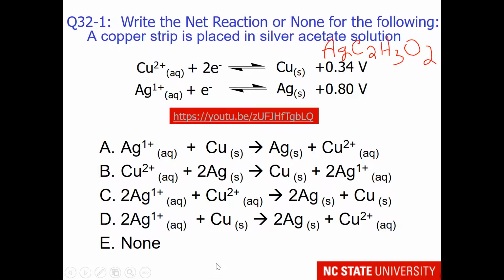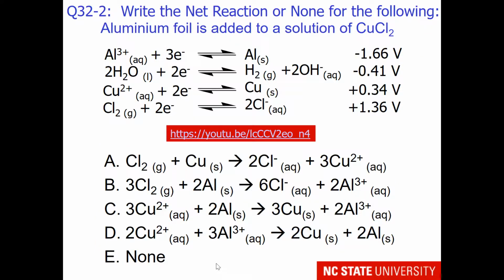So clearly a redox reaction occurs. Let's try another one. Write the net reaction, or none, for the following. Aluminium foil is added to a solution of copper 2 chloride. I've written your half reactions from the reduction potential table.